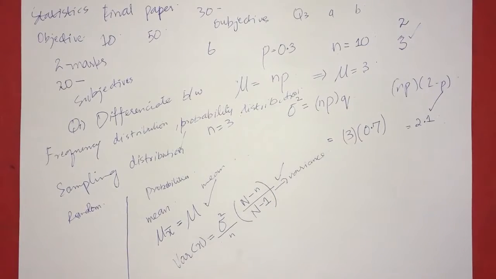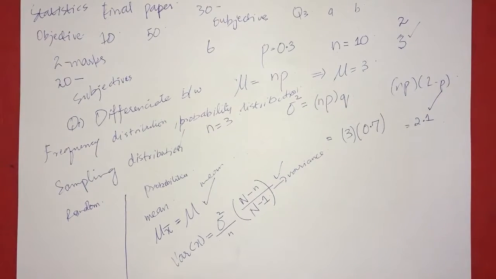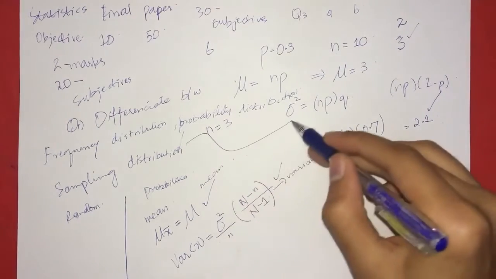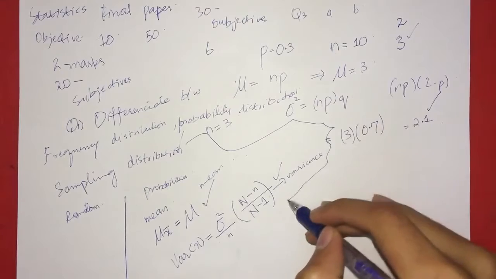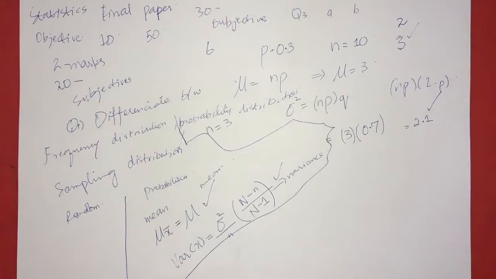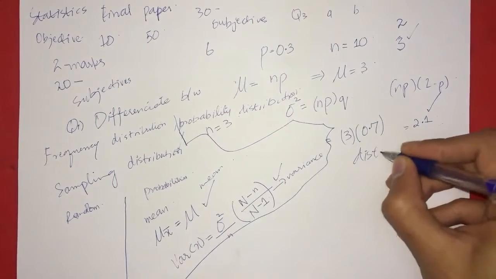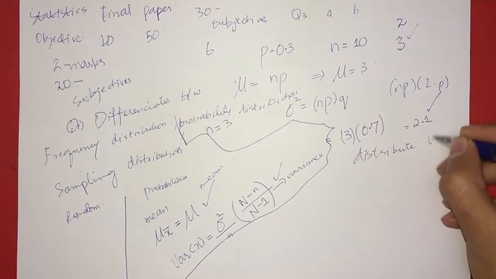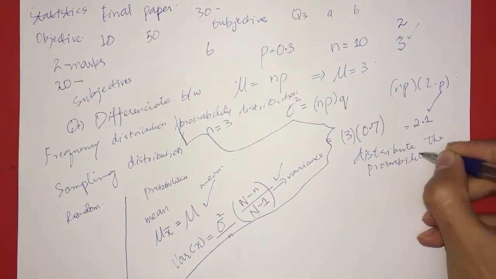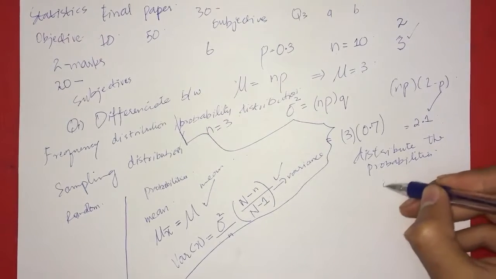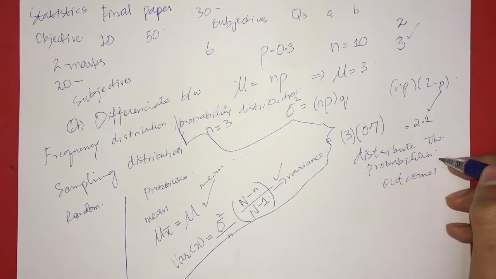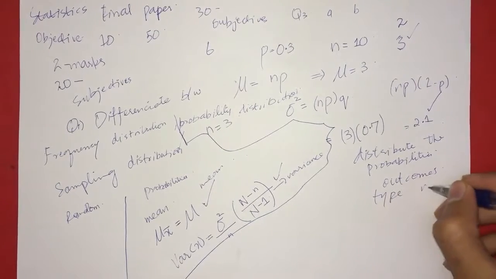Now what are probability distributions? Probability distributions are the distributions where you distribute the probabilities of a certain random variable based on the value of the random variable and what type of random variable it is. So in a probability distribution you distribute the probabilities over all the outcomes, based on the value of the random variable and the type of the random variable.